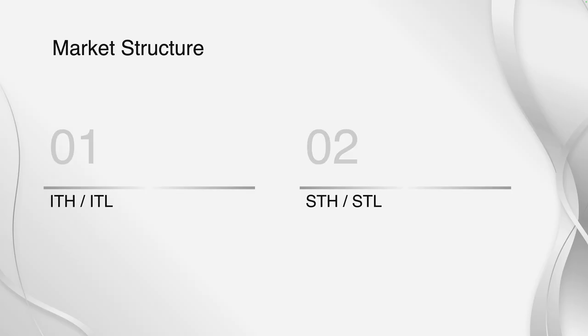Now, moving on towards the next slide right there, we now see market structure. And when we talk about market structure, we talk about these two things. We talk about intermediate term highs, intermediate term lows, so ITH, ITL, and we talk about STH, STL, which stands for short-term high, short-term lows. Those create market structure. So let's quickly look at the market right there, how that actually looks like.